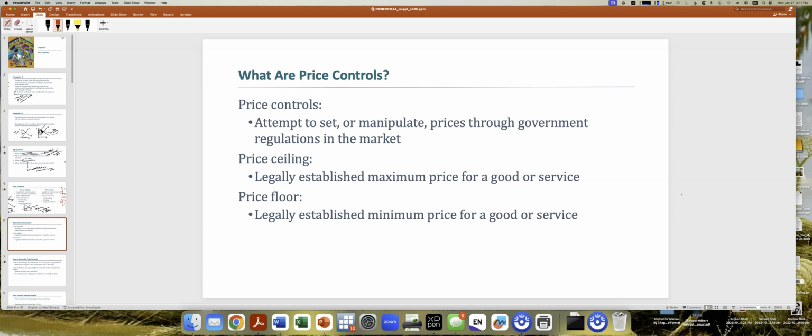There's only one region where it's binding, meaning that it has an effect. And so we could just say here very briefly, a price ceiling is only impactful, or it has a consequence, when it's below the equilibrium price, and the price floor is only impactful when it's above the equilibrium price.